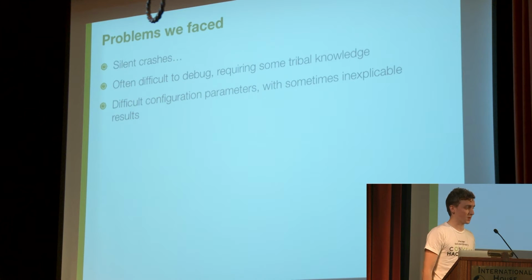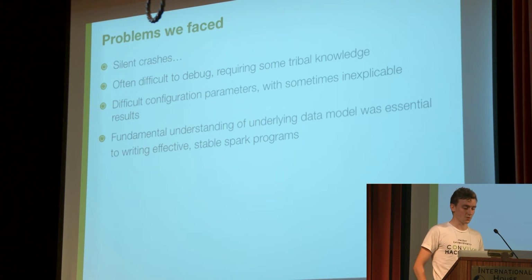Difficult configuration parameters, oftentimes inexplicable results. This has been massively improved in the more recent versions, so that's very encouraging. But the key thing I think that we learned is that it requires a fundamental understanding of the underlying data model to write effective, reliable, stable Spark programs. Understanding how lineages grow, when computation happens, and how the failure model works is really essential to writing these, right?